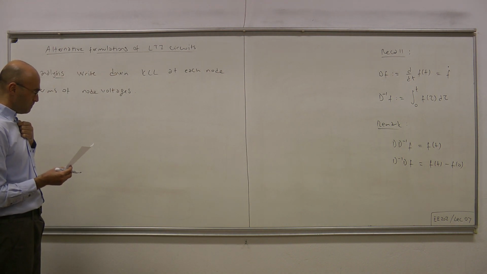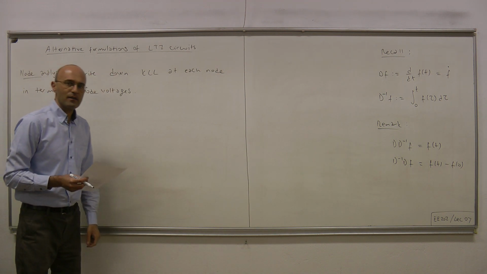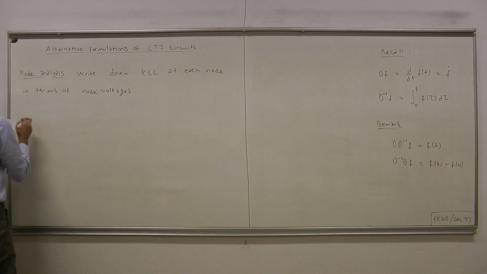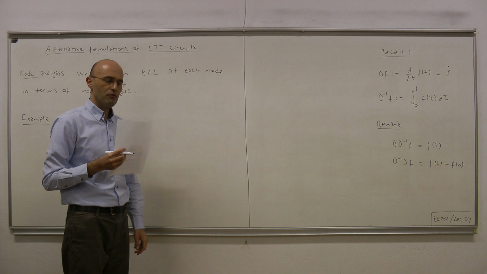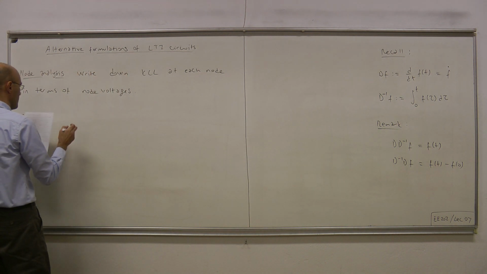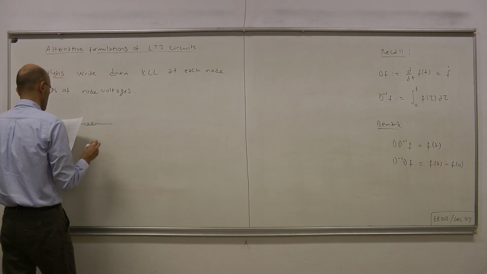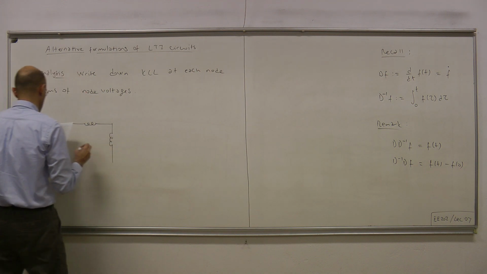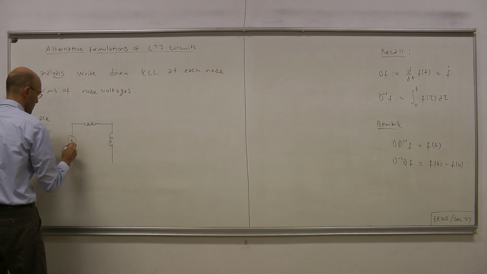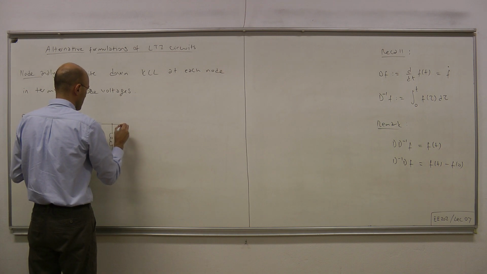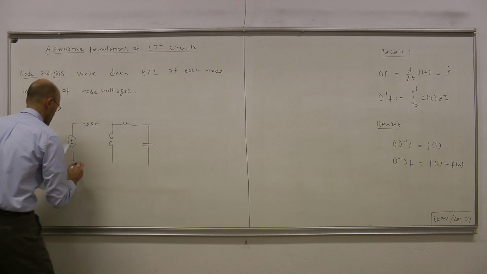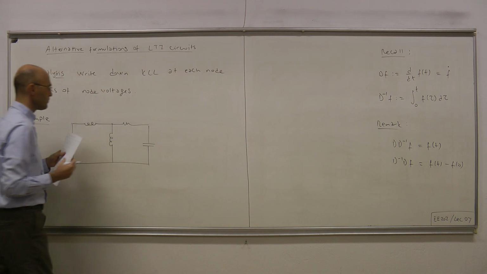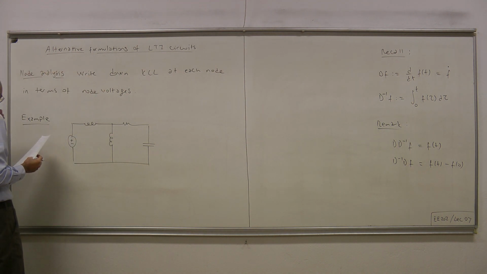Okay, now let's apply this idea directly on an example. And this is our circuit which we want to formulate in terms of node voltages. A third order circuit, we have 3 dynamic components.